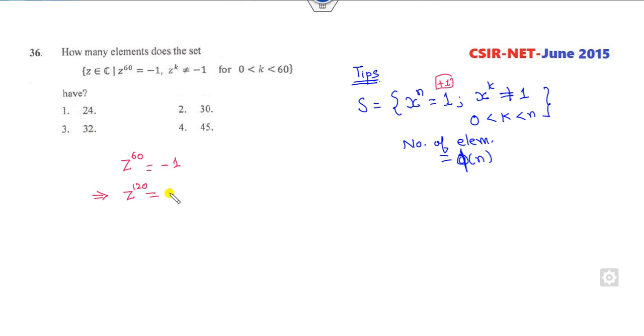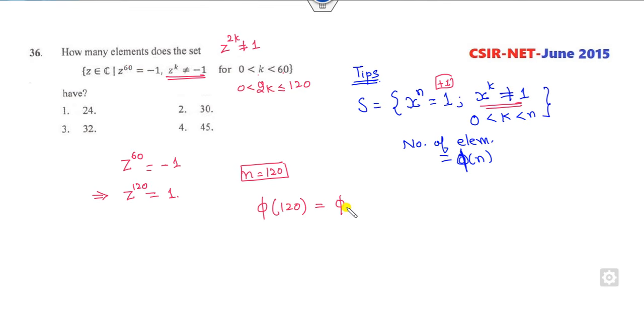It's 120. So if I compare them, n will be 120. Here also you can see this is a plus 1. So this is z raised to 2k is not equal to 1. This is satisfied, and it means n will be 120. So there is no problem about it. So what is the answer? It is phi of 120.